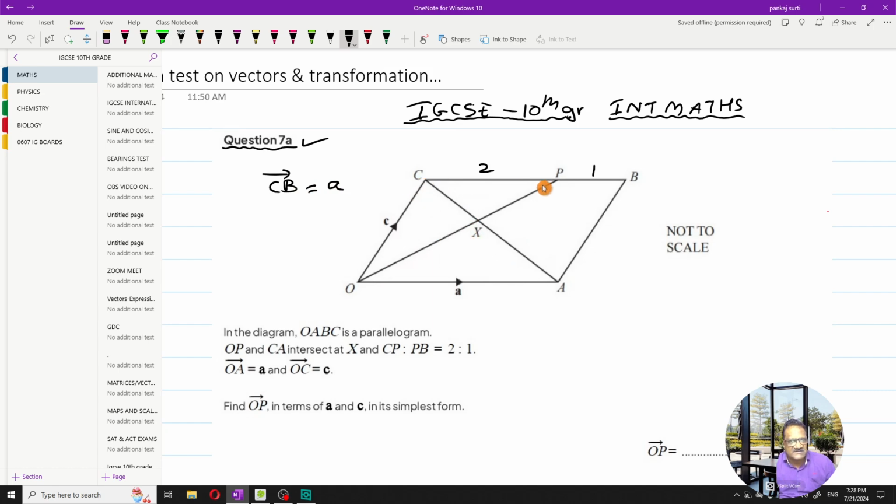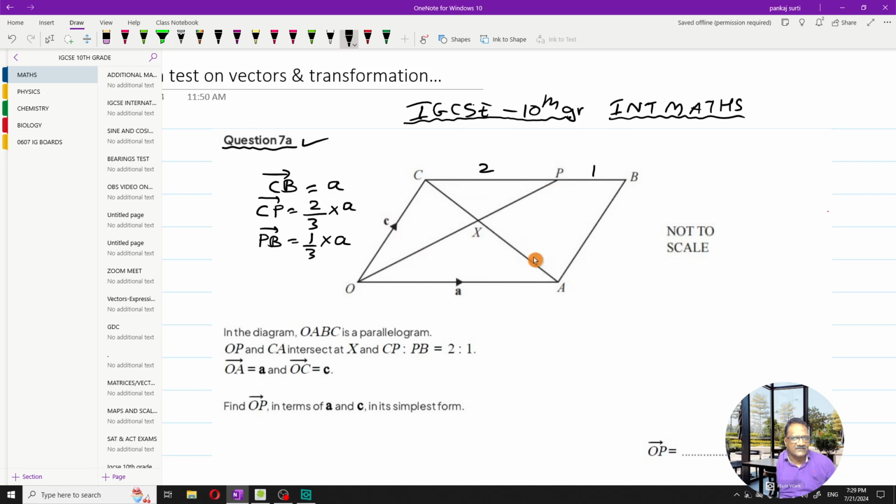Fine. Now CP is to PB is 2 is to 1, right? So your CP vector will be equal to 2 upon 3, this is 2 divided by 2 plus 1, which is 3, times the entire length of CB, which is nothing but A. So it will be 2A by 3. So CP will be equal to 2A by 3. In the same way your PB vector will be equal to 1 upon 3 times A. Got it? So we were interested in this CP right now.